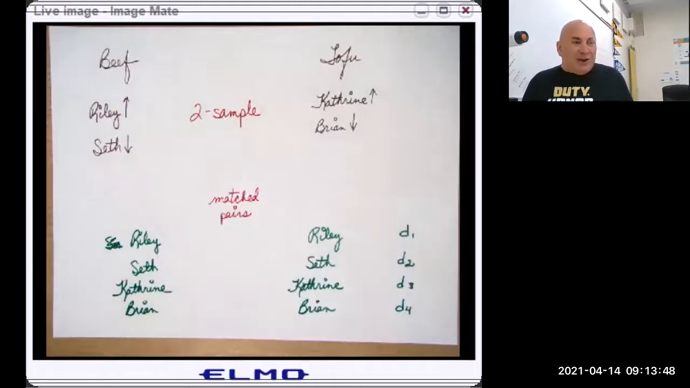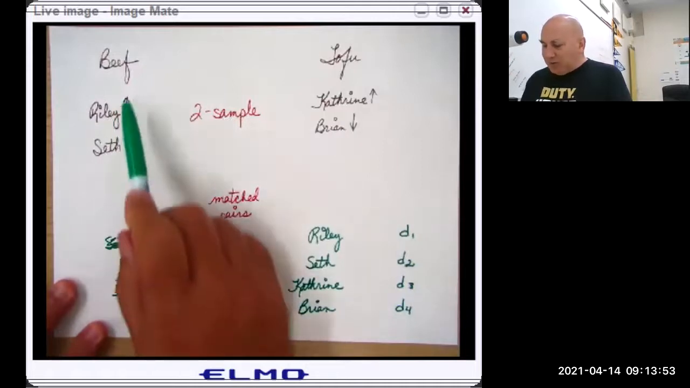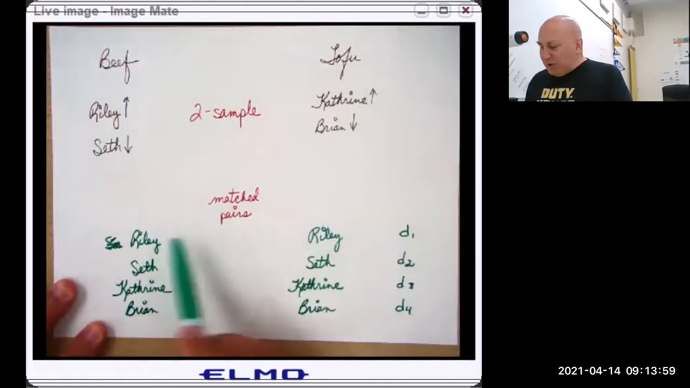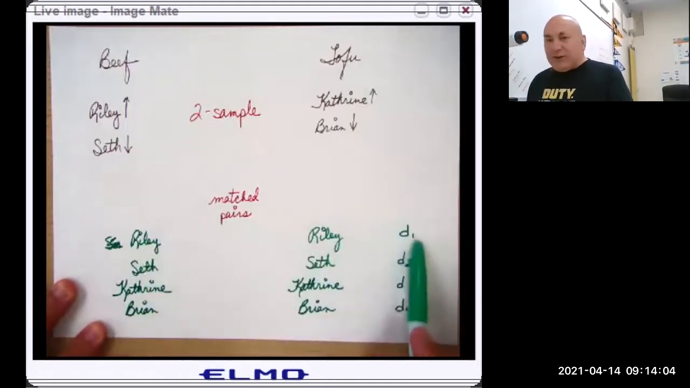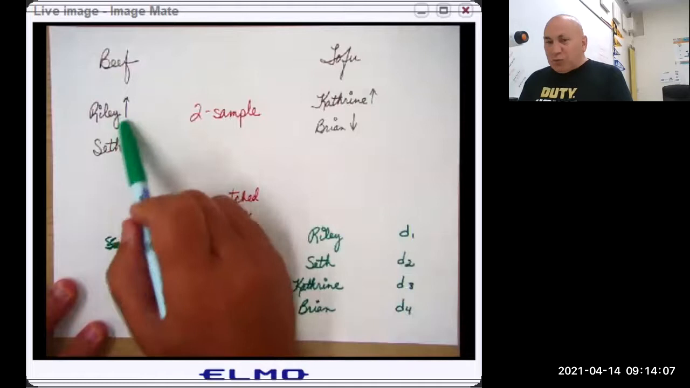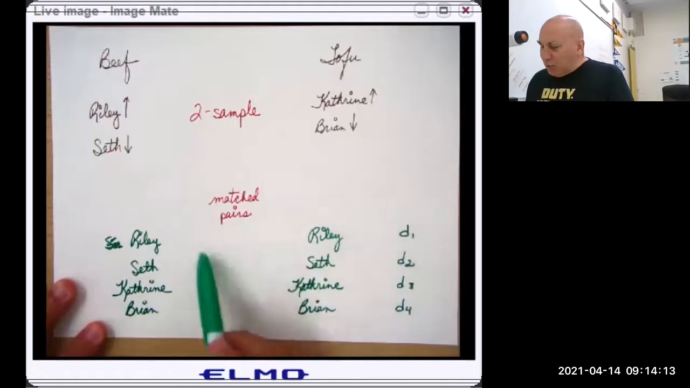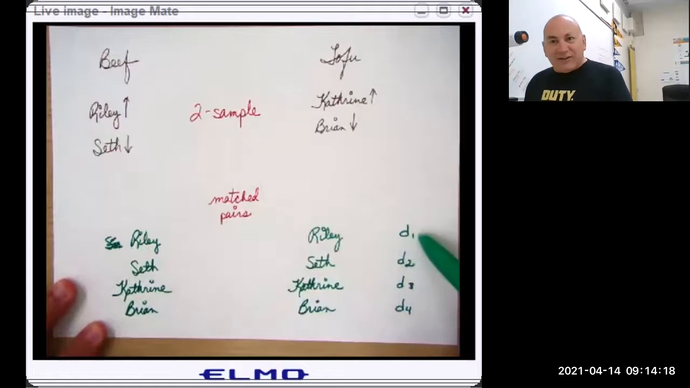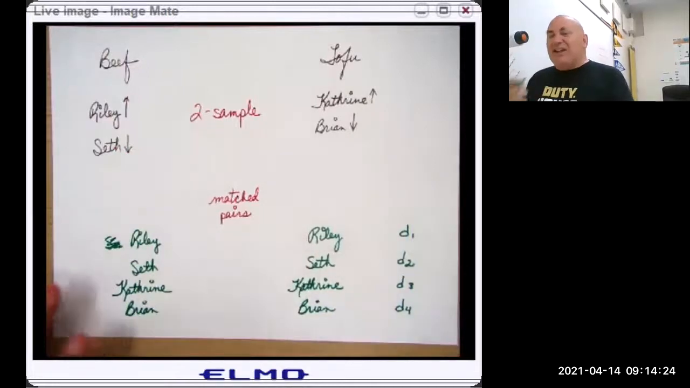So if we were to do a matched pairs test, what I would do is I would have Riley taste both the beef and the tofu, and Riley would give the beef one a score and the tofu one a score, and we'd subtract beef minus tofu, and I'd get a difference score for Riley. So Riley really likes hot dogs, but that doesn't matter anymore. What matters is which one does Riley score higher, the beef or the tofu? And I get a difference. Seth hates hot dogs. But again, that doesn't matter. What matters is which one tastes better.